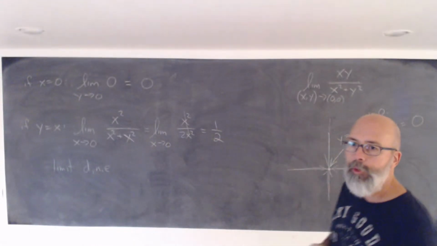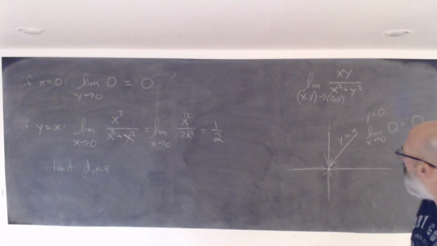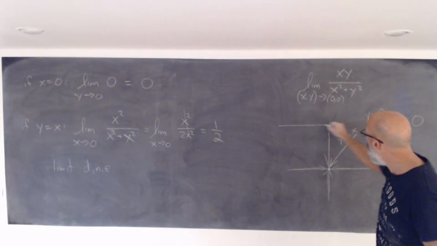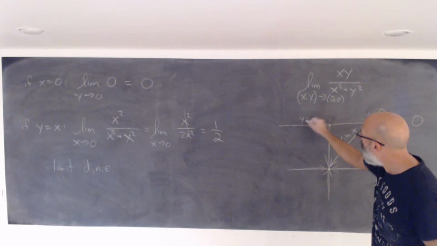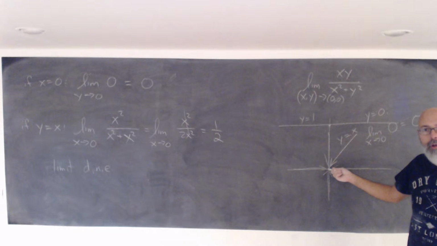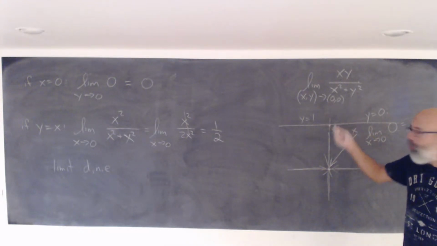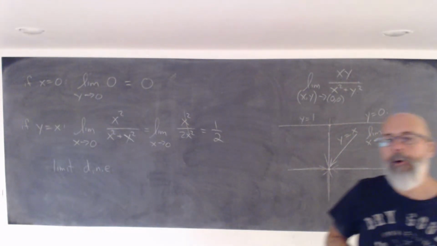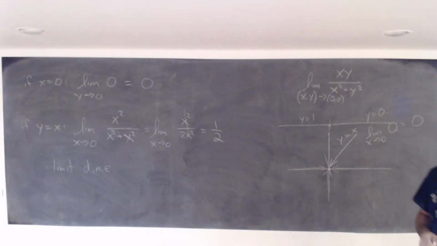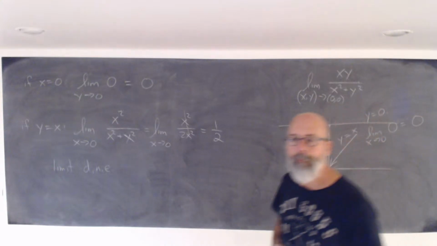Shen is asking, can we choose y equals 1, right? But y equals 1 is right here. And we want the behavior as you're getting closer and closer to the origin. So y equals 1 does not approach the origin, does not go through the origin. We don't want to choose that.